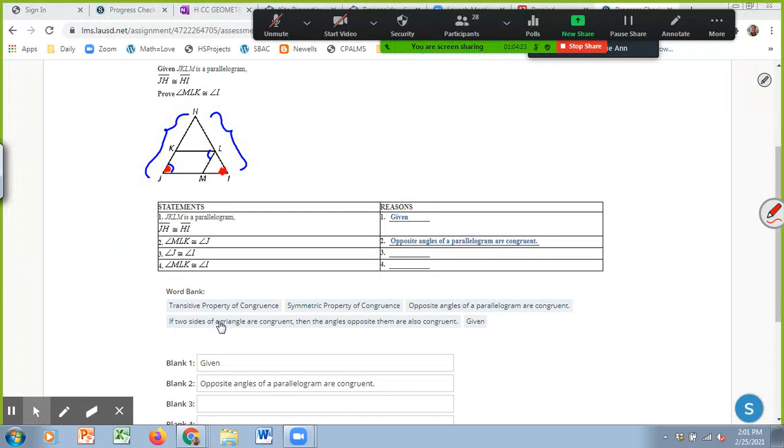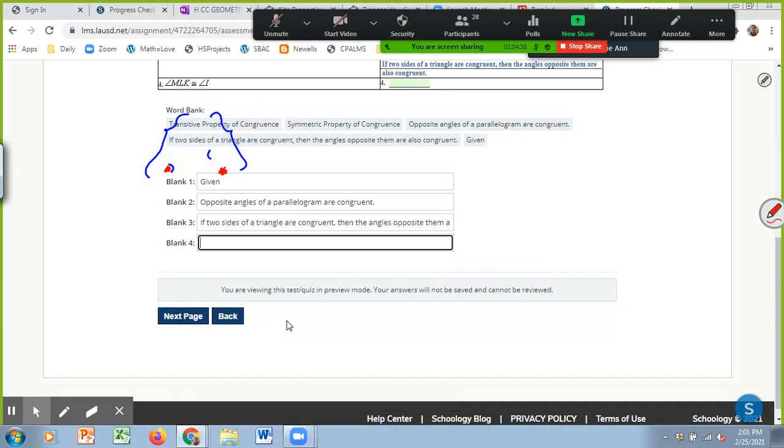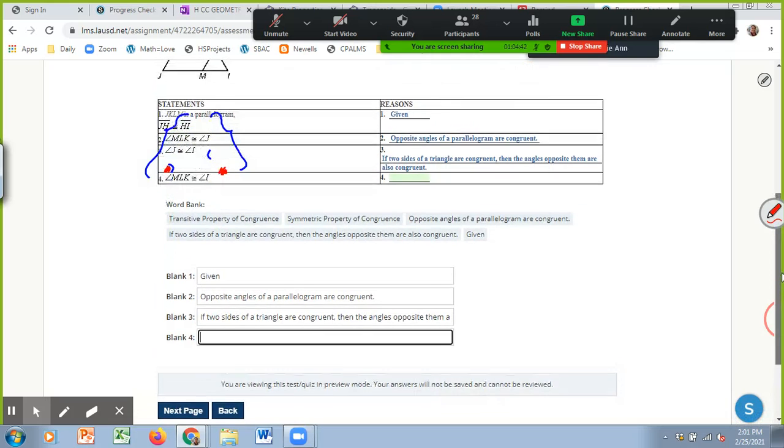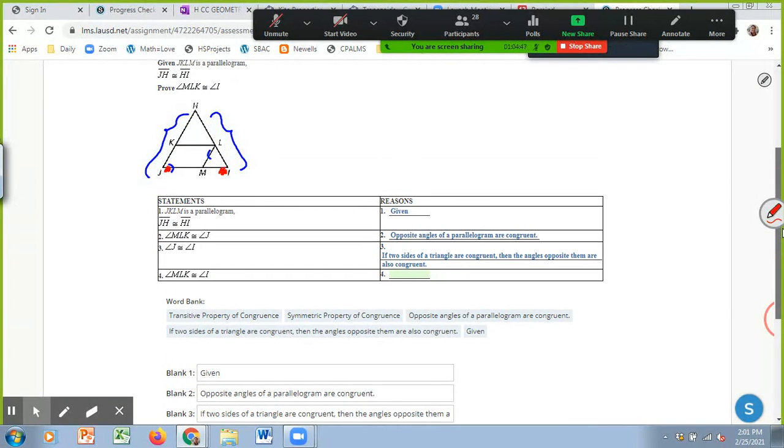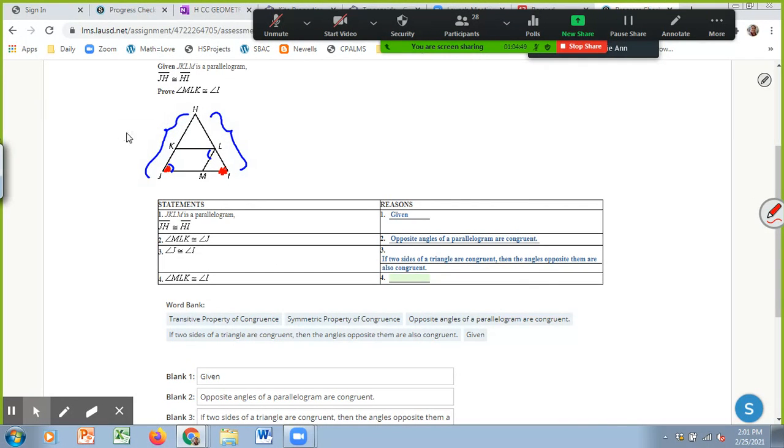Yeah, this one. It's actually the base angle theorem, called that because these two base angles are congruent because the two sides of the triangle are congruent. So click, and then this long thing goes in there. If two sides of a triangle are congruent, then the opposite angles must also be congruent.